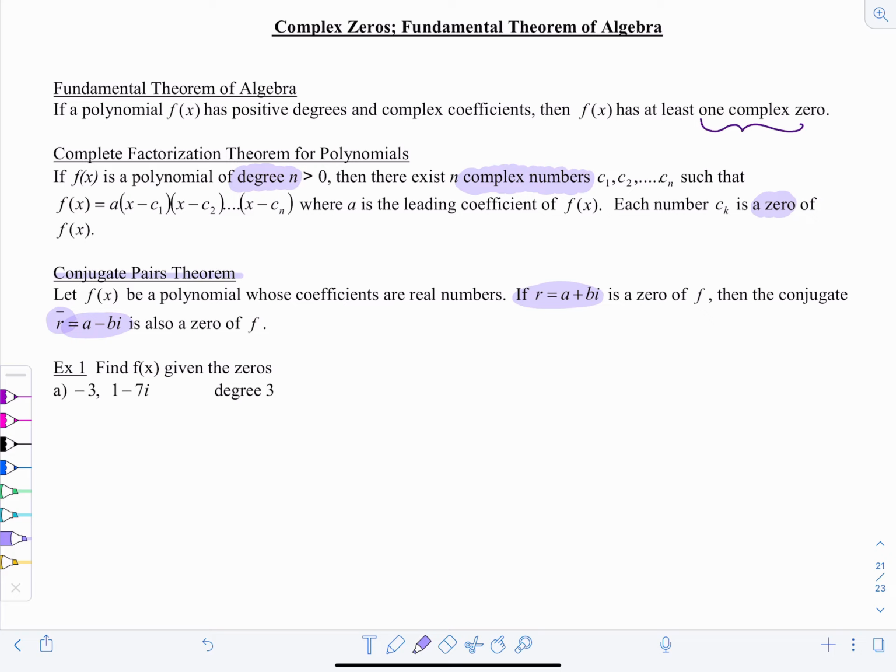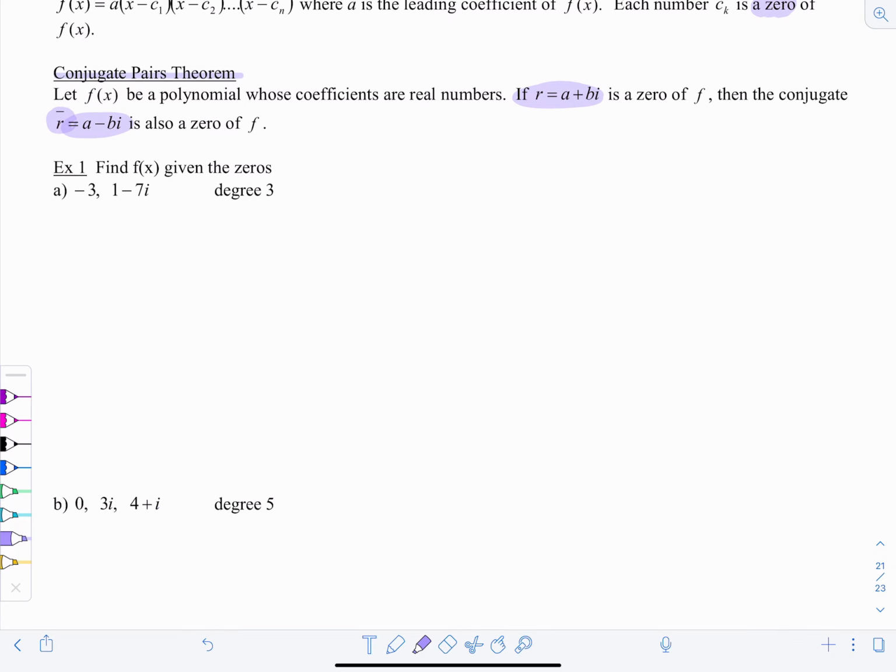Okay, so what we're going to do is go backwards right now. We're going to be given the zeros of a function and then write out what the function is. So they're saying find f of x, or find the polynomial, given that its zeros are -3 and 1 minus 7i. And they're telling me, P.S., f of x is degree 3. So if it's degree 3, it should have 3 zeros, correct? And they only gave me 2. Can you figure out what another one would be? Well, thank you, conjugate pairs theorem. I know for sure 1 plus 7i is also a zero of f of x.